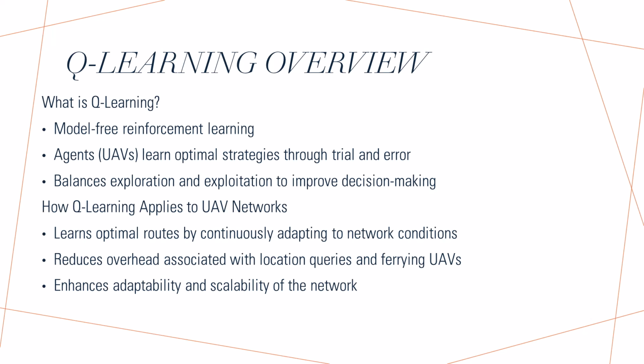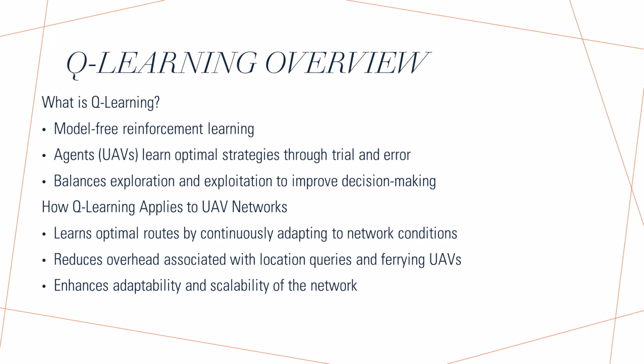Next, what is Q-learning? Q-learning is a model-free reinforcement learning algorithm that allows an agent, in our case UAVs, to learn optimal strategies through trial and error. So Q-learning offers a promising solution to the routing problems in UAV networks by allowing the UAV to learn from its environment.